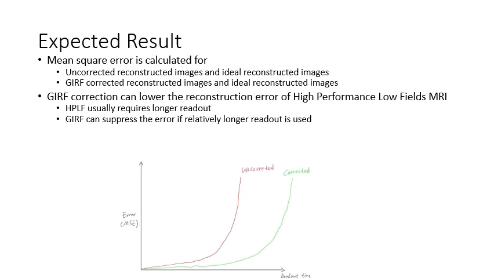This figure shows my expectation for this project. The errors are calculated using the mean square error between the uncorrected images or GIRF-corrected images and ideal images. I expected the error will increase along with the increasing readout time in both cases, but the GIRF-corrected one can maintain relatively good performance in longer readout. Therefore, this project can potentially work for high-performance low-field MRI, since HPLF usually requires longer readout.